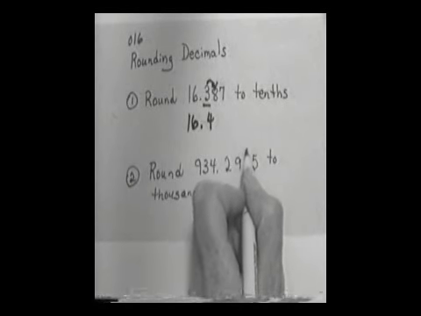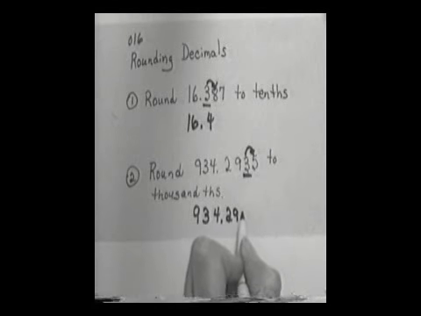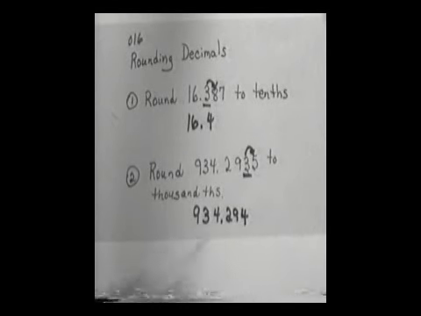Well, I decide by looking to the right. When I look to the right, I see a 5. So that tells me that I need to take it up 1. When you have 5 or more, you go up. So that makes this become a 4. So my 293 thousandths rounded off to 294 thousandths. So my number would be 934 and 294 thousandths. I want to be able to see thousandths there when I look at my rounded number.